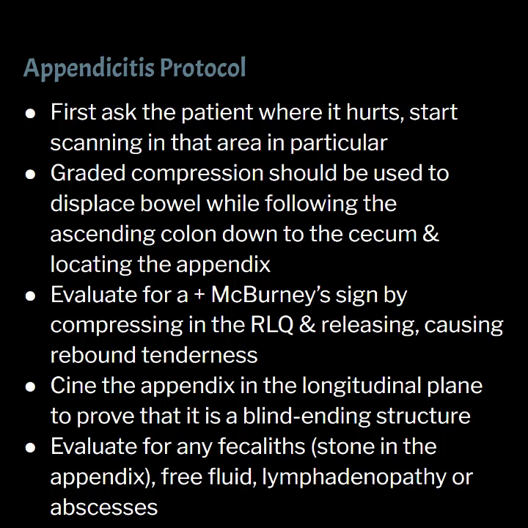We also want to make sure that we are evaluating for a McBurney sign. So we are going to press in that right lower quadrant and release. Again, if the patient has pain upon release, that is called rebound tenderness and creates a positive McBurney sign. Once we find the appendix, we want to make sure that we are cine clipping the appendix in both its longitudinal and transverse planes to prove that we have found a blind ending structure.